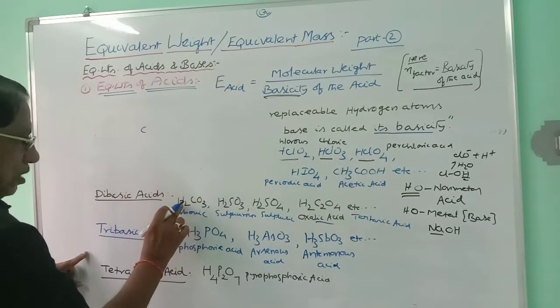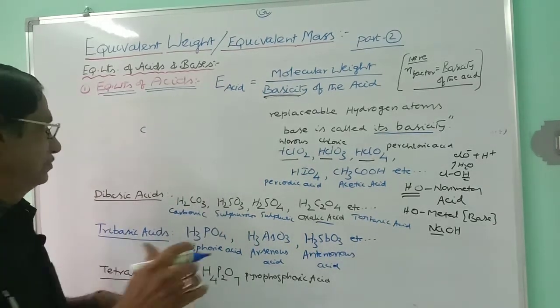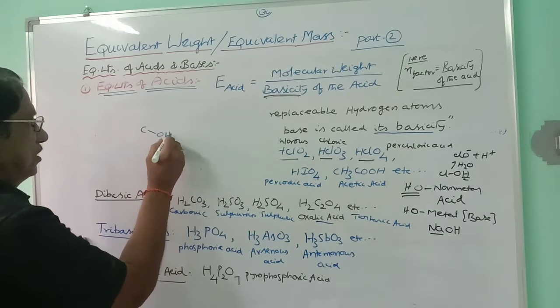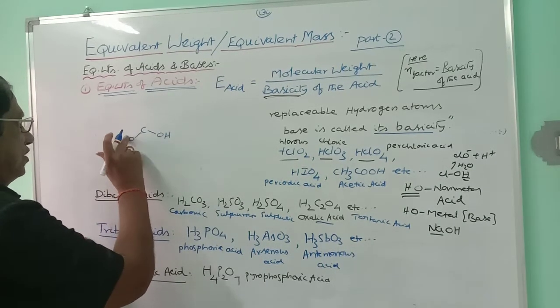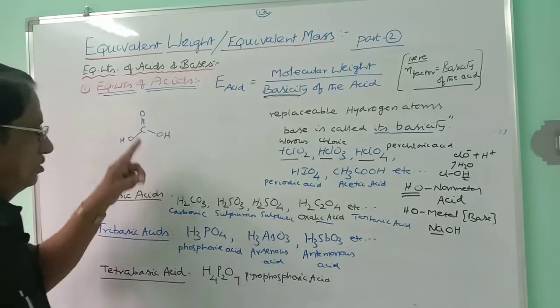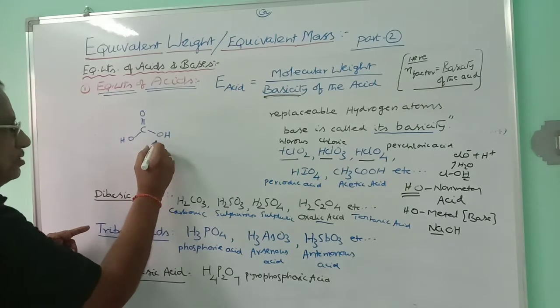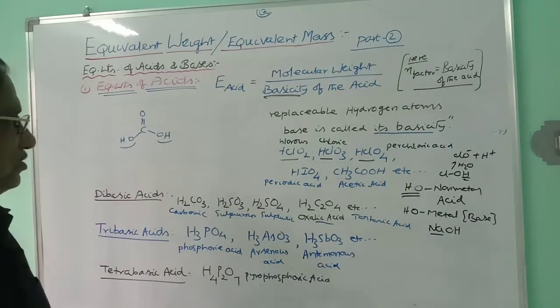H2CO3: these two hydrogens are attached to a nonmetal through oxygen. So you see OH here, and as carbon has 4 valencies, the remaining 2 will be fulfilled by oxygen. This is H2CO3. These are the two hydroxyl groups attached to carbon, and these two will have acidic character, so it is a dibasic acid.